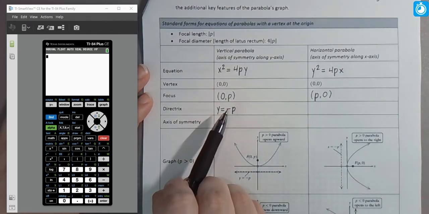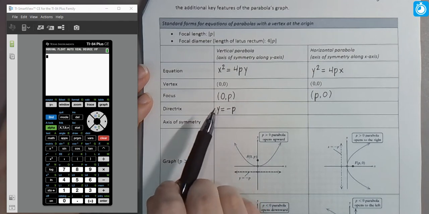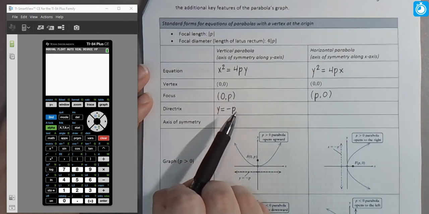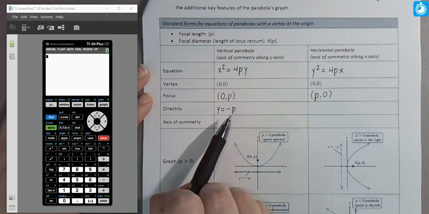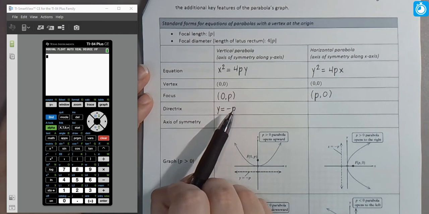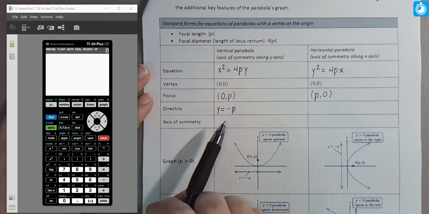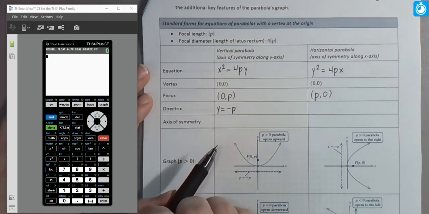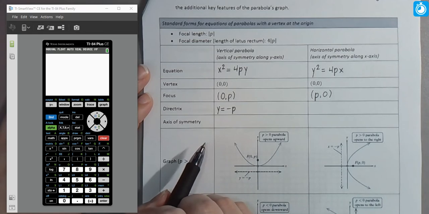Now, keep in mind that doesn't always mean that the directrix is going to be y is equal to a negative number. If p is positive, then this evaluates to a negative number. But if p itself is negative, then a negative times a negative will evaluate to a positive number. So the signs are going to take care of themselves. All you really have to remember is take p and flip its sign. That's really all you have to remember.